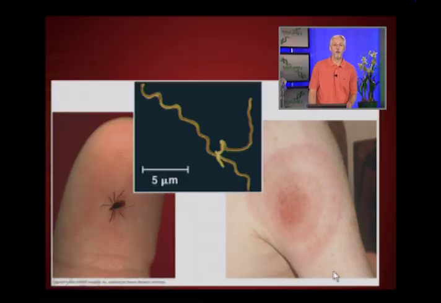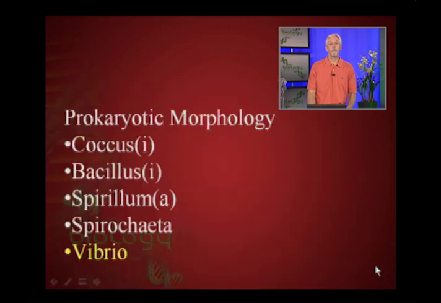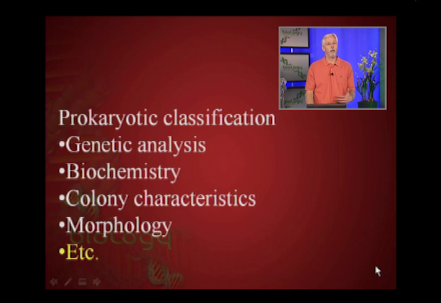Lyme disease is carried by ticks on the East Coast and produces a characteristic rash, but that's a disease caused by spirochetes. And then also Vibrio bacteria are those that have basically a comma shape. So it's like a bacillus, but if you bend the bacillus a little bit, that would be Vibrio. All right, so again, morphology has limited benefits, but we do use it as part of characterizing prokaryotes. And there are other features we might consider as well, but those are the most typical.